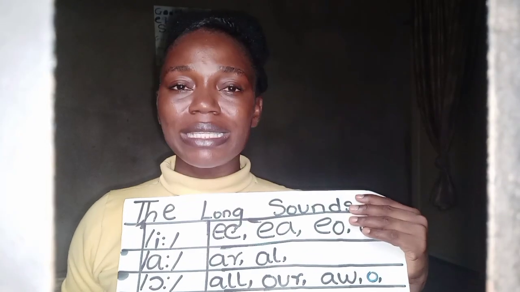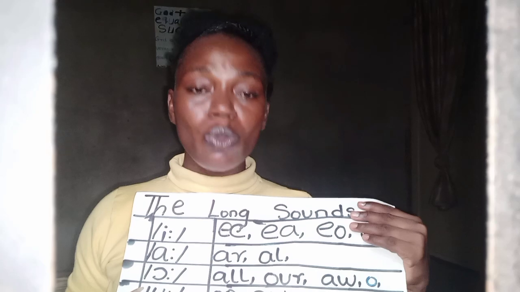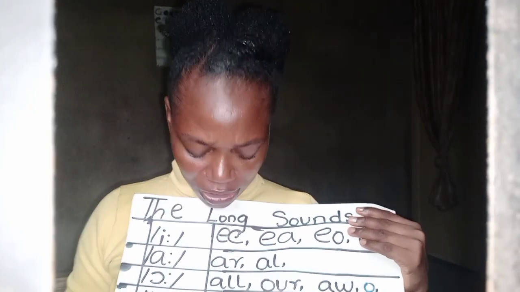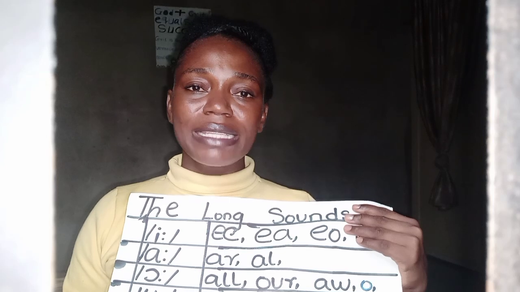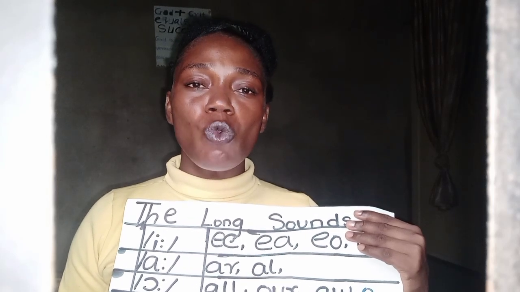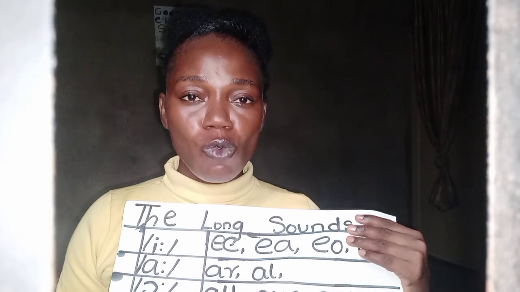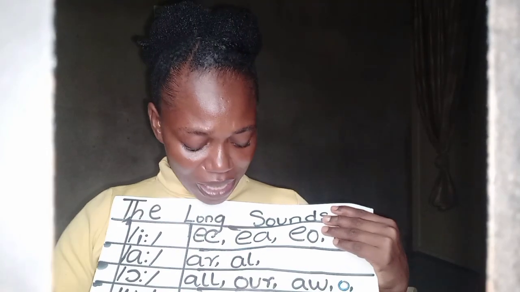Now over to the next sound on my list, the OO sound. The OO sound could be seen in words with OO. Examples here are fool and food. Next, there is EW. Example, there is dew, DEW, dew.